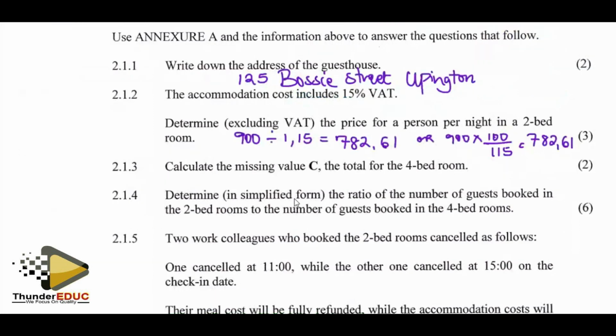So the value of C: determine, in simplified form, the ratio of the number of guests booked in two bedrooms to the number of guests booked in 4 bedrooms. We do not know these numbers. But we know the cost.